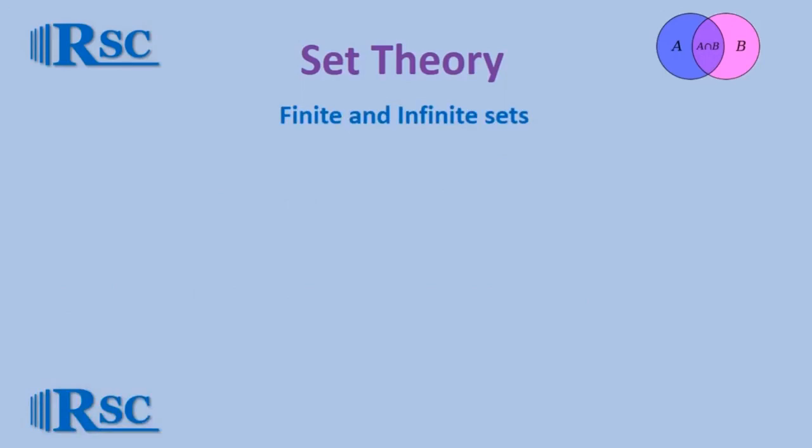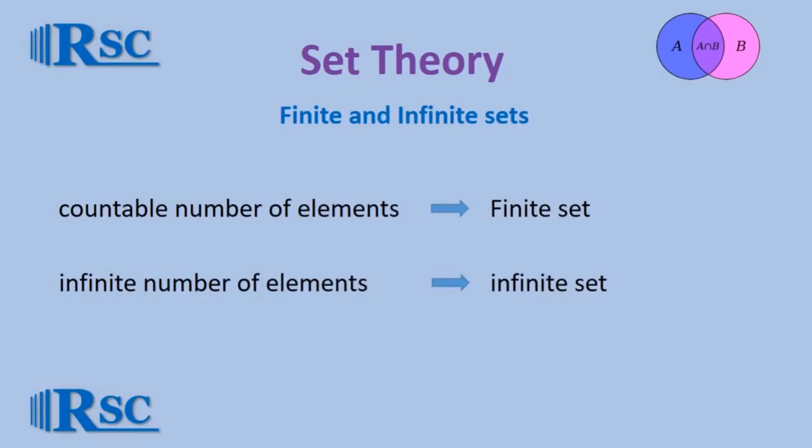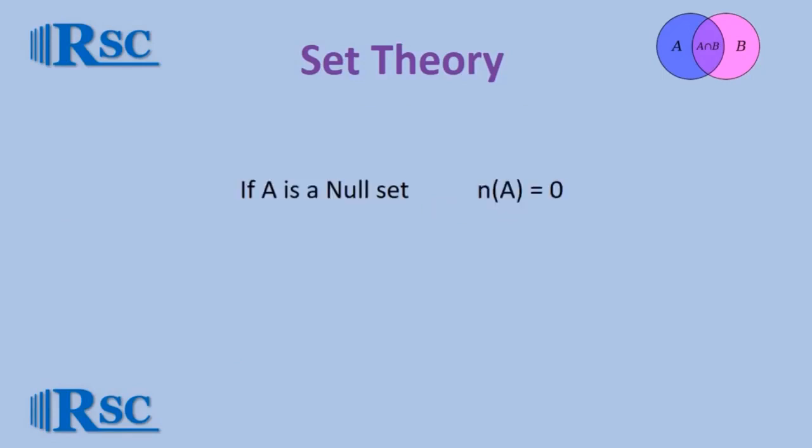Finite and infinite sets. If a set is comprised of a countable number of elements, it is called finite. If a set has an infinite number of elements, then it is called an infinite set. It is not possible to count the number of elements in an infinite set. Hence, it is not possible to state the cardinality of an infinite set. Even though we may think of the cardinality of an infinite set as being infinity, infinity is not really defined as a countable number. The null set, or the set with no elements, is considered to be a finite set and has a cardinality of 0.